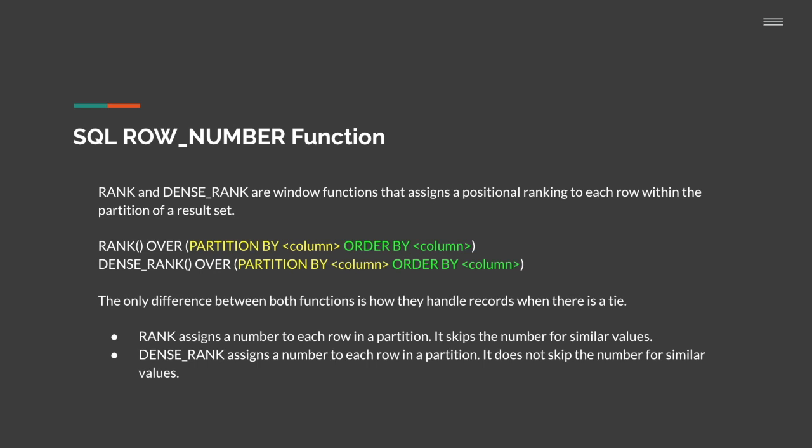So, for the rank function, it will assign a number to each row in a partition. It skips the number for similar values. And the dense rank function also assigns a number to each row in a partition, but it does not skip the number for similar values. Let's take a look at this in practice to get a better understanding of how this works and what it really means in terms of how it handles the ties.